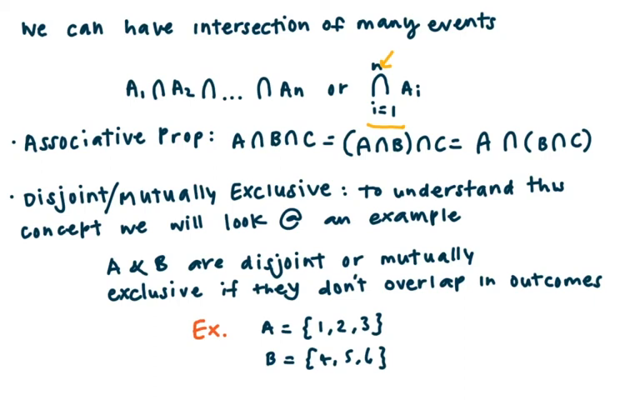Okay, so A and B are disjoint or mutually exclusive if they don't overlap in outcomes. So for example, A is 1, 2, 3. B is 4, 5, 6. Looking at A, we look at 1 first. Do you see a 1 anywhere in set B? No, you don't. Do you see a 2 anywhere in set B? No. Do you see a 3 anywhere in set B? No. So do you see how there's no overlap between A and B? That means events A and B are mutually exclusive.